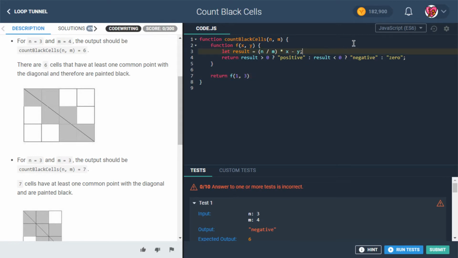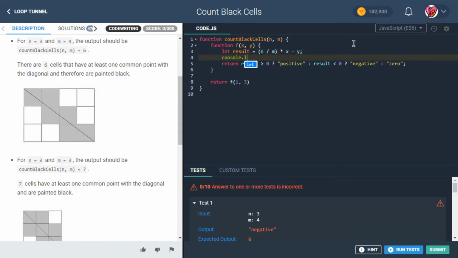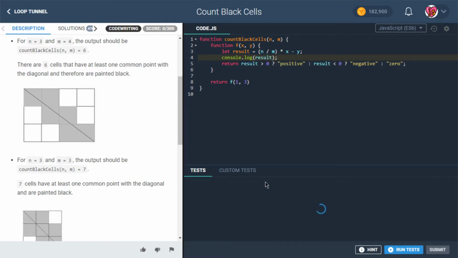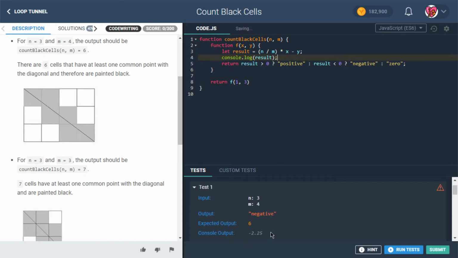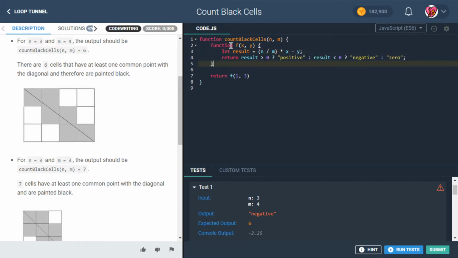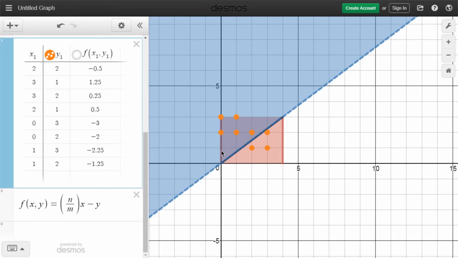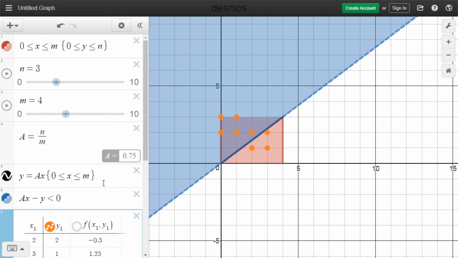Makes sense. We could even do a console log of result. Run that and see specifically what result we're getting here. And I think it was supposed to be negative 2.25 for that first one. So yeah, negative 2.25. Looks like this is working well. So our f function is working the way we specified it. We're going to use that on each of the 4 corners of each of our squares, and see if they're all the same.